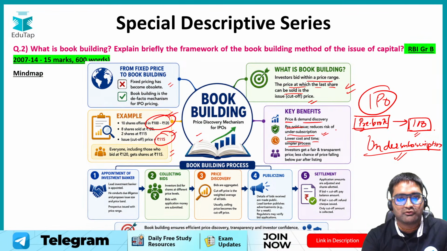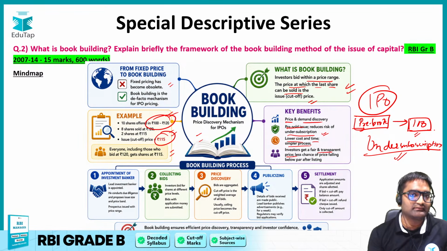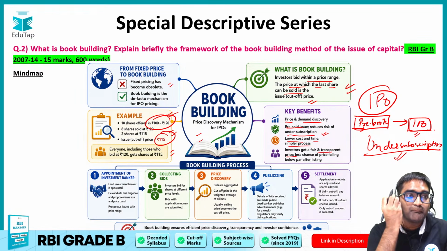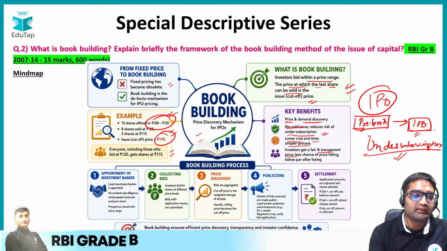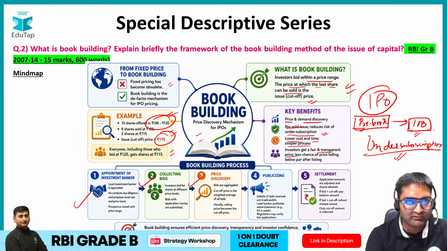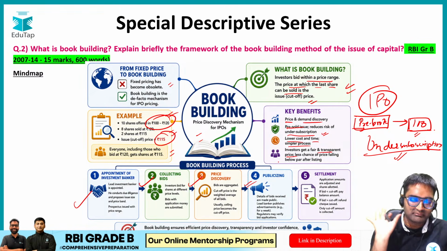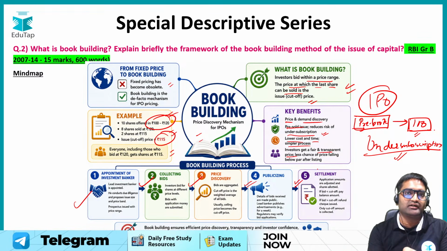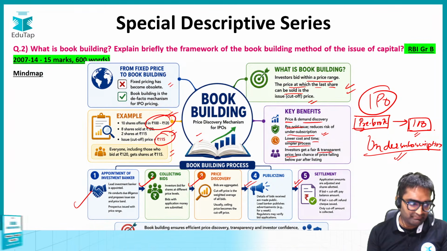Cost, time and process become simpler. Investors also get a fair and transparent price as they desire. Most of them have bid themselves, deciding the price within the range, of course. Then, what is the process? Appointing an investment banker, collecting all the bids from different people, price discovery, wherein the cutoff price is decided. Then publicizing and telling everyone that this is the price that is decided. And then final settlement, wherein the equity instruments are transferred into the demat accounts of these people and the money is collected. Is that clear?